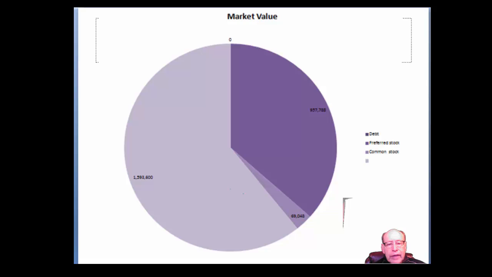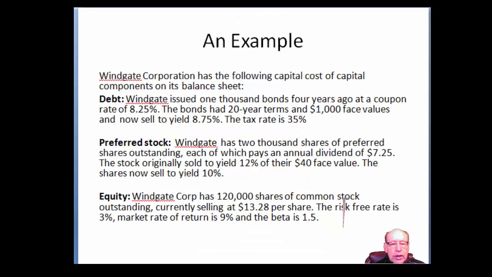We have the market value of our capital structure, and our capital structure consists of debt, which is the deep purple, and then we have our hybrid, which is our preferred stock, and our light purple is our common stock. So that's the proportion of each of those things that we have in our capital structure, and then we figure out what the percentage is. So let's look at an example.